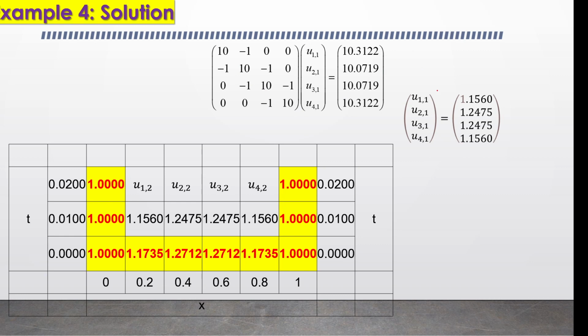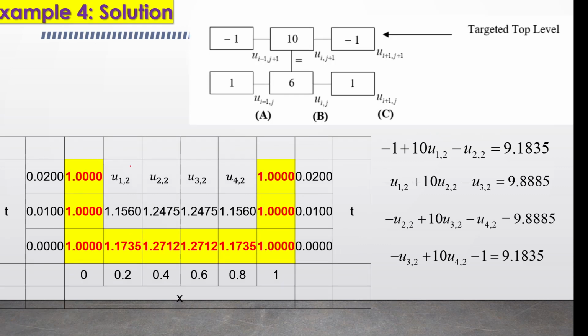Solving this one using your scientific calculator, you can get a solution here. Later on, you repeat the process for four equations: 1, 2, 3, 4. First step, this is minus 1, and then 10 U12 minus U22.